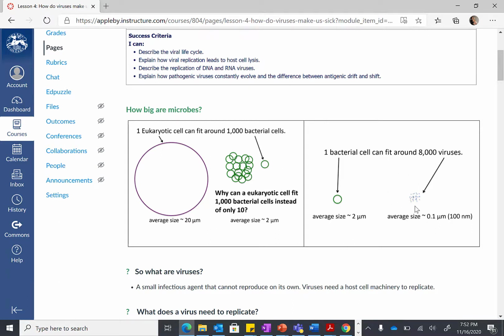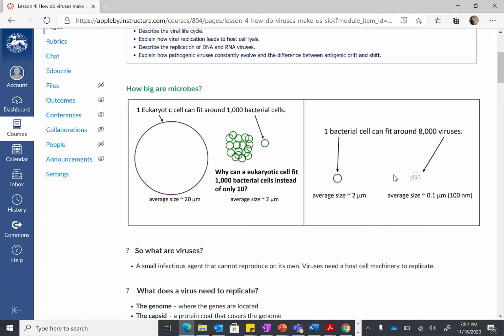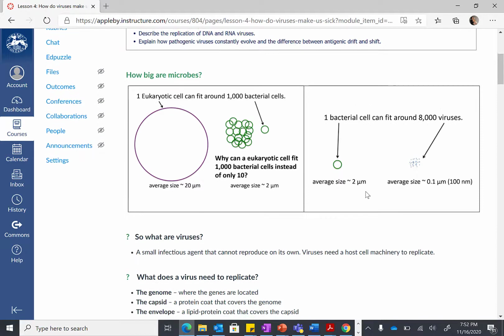And so remember that viruses need a host for them to be able to function. And so they can infect basically any living cell: plants, animals, bacteria, fungi, you name it.